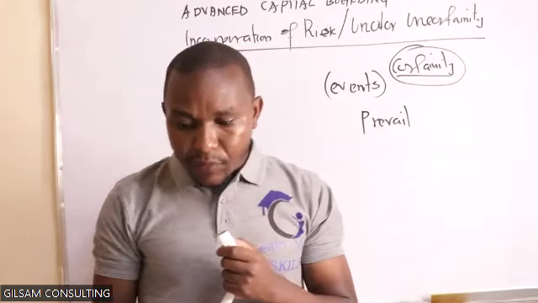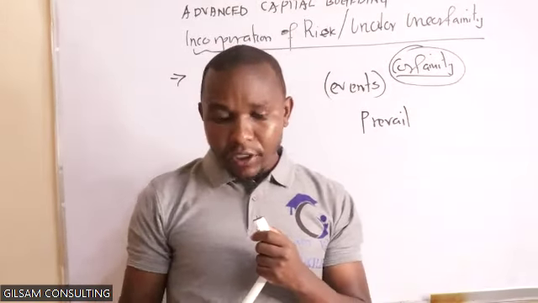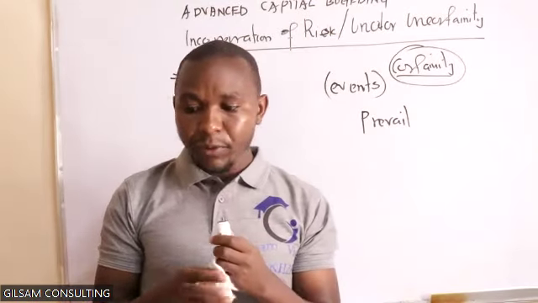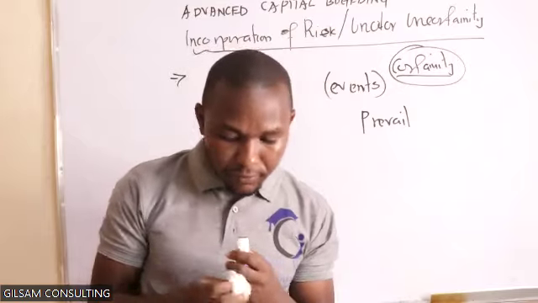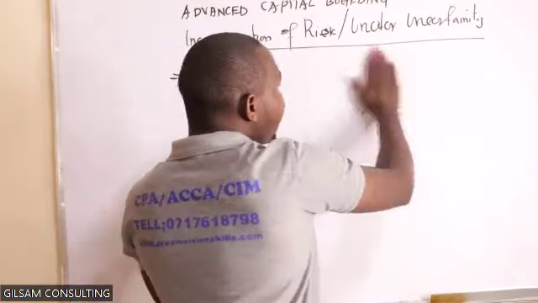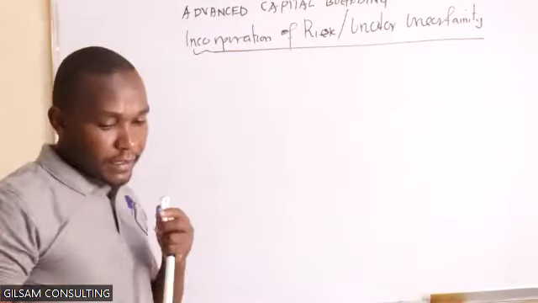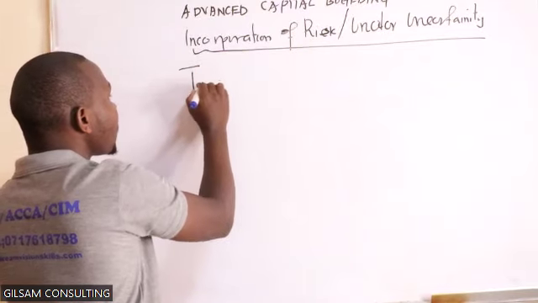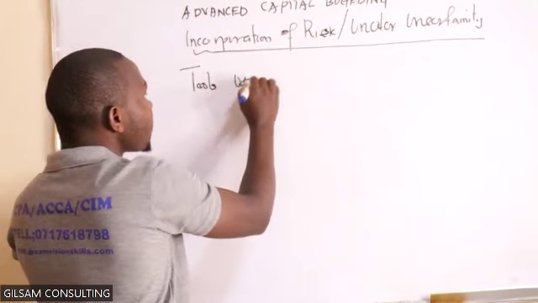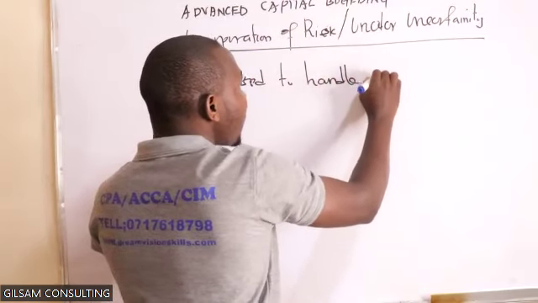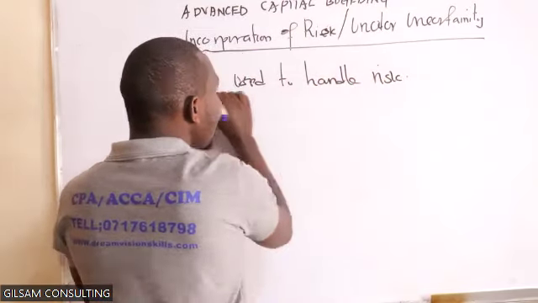That is just a small explanation. Our main concern is to look at how we handle this risk. Even though we have already done section 3, we have to remind ourselves how we handle this risk. So write: tools used to handle risk.